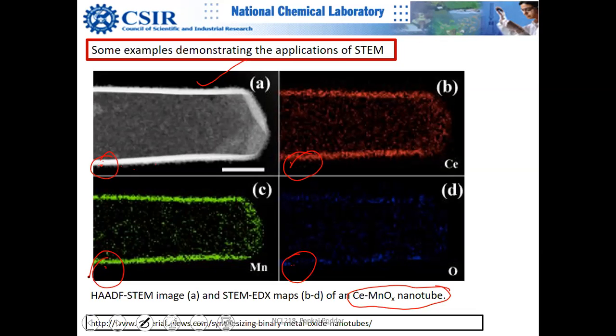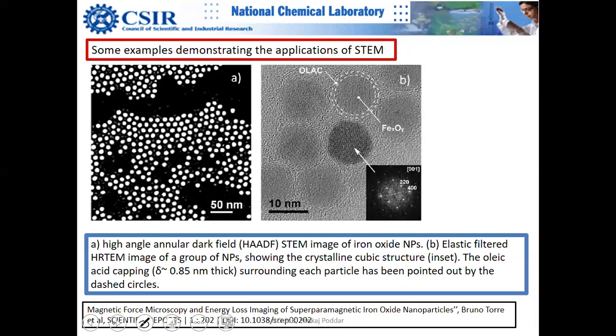Here you can see, say, cerium doping. Here you can see manganese. Here you can see oxygen. Though oxygen, you can't be very confident, but these days aberration corrected instruments can show you some details about oxygen as well.